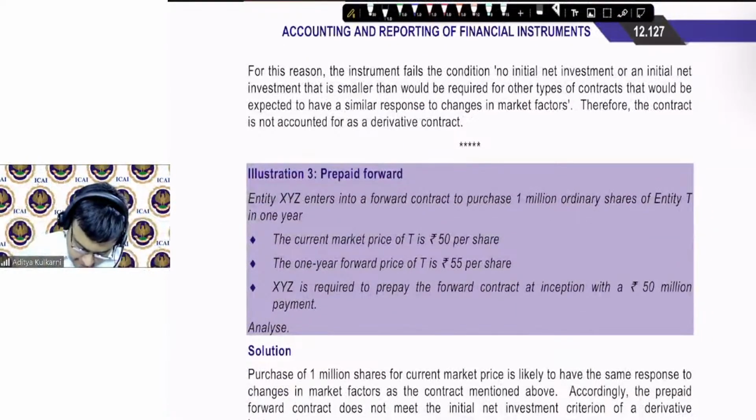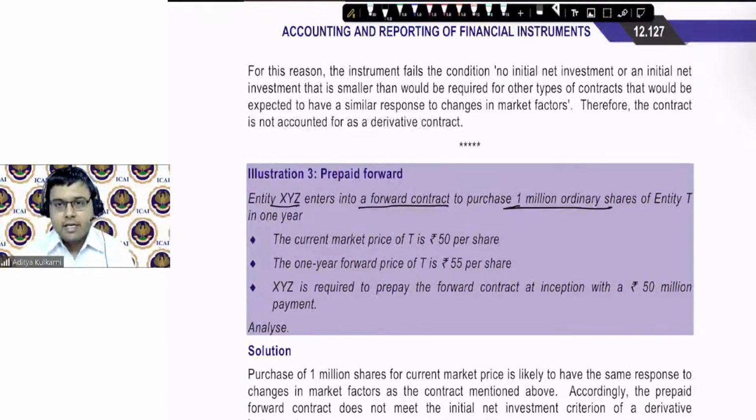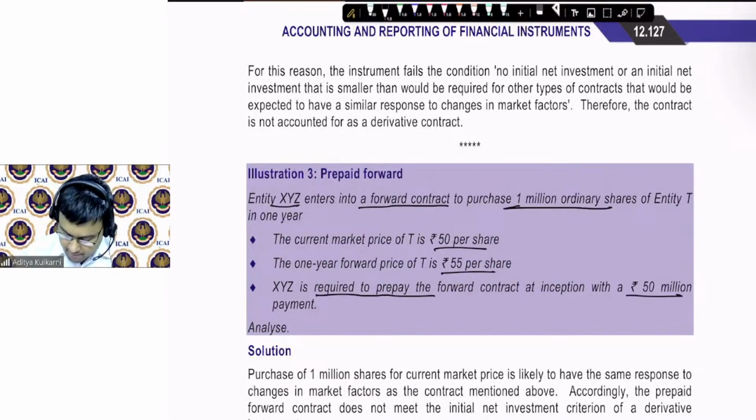Entity XYZ enters into a forward contract to purchase 1 million ordinary shares of entity T in 1 year. The current market price of T is 50 rupees per share. The 1 year forward price is 55 per share. XYZ is required to prepay the forward contract at inception with a rupees 50 million payment. Analyze.